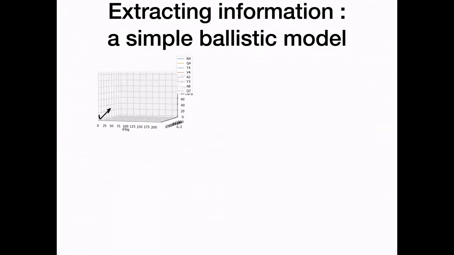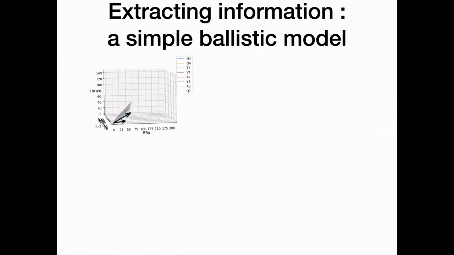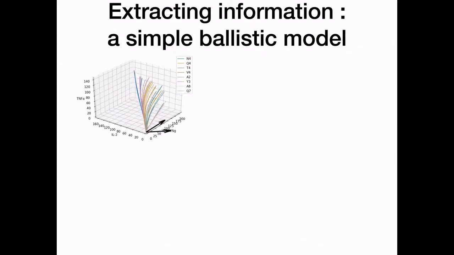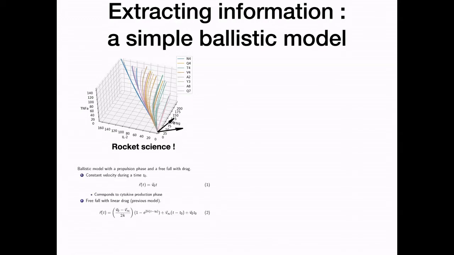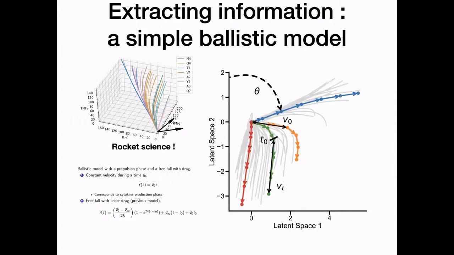Okay, so if I go back to this trajectory, the thing that struck us when we saw these dynamics, which were completely automatically derived essentially using machine learning, is that they really looked like rocket trajectories. And actually, it's a very good analogy. What we did is put in a very simple, what we call ballistic model, where you have an initial phase where you are going up for some time with a parameter that we call V0, and then you let the system relax and see what happens. In terms of parameters, when you go back to the latent space, we can define a few parameters that entirely describe the trajectories in this latent space.